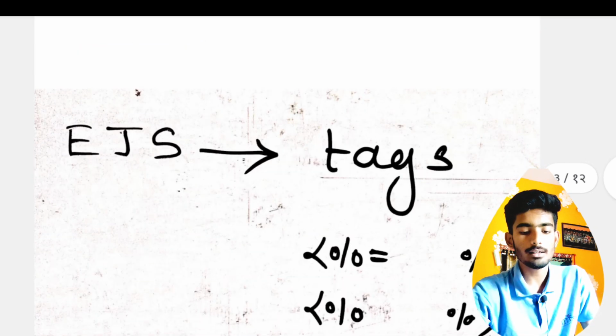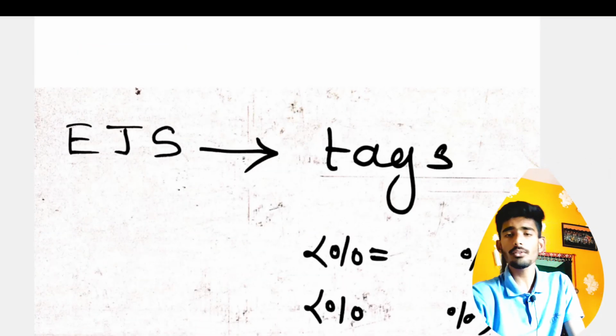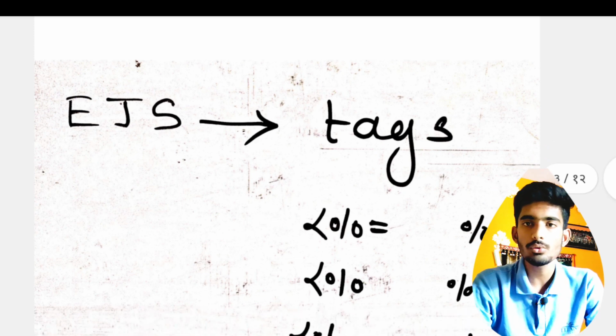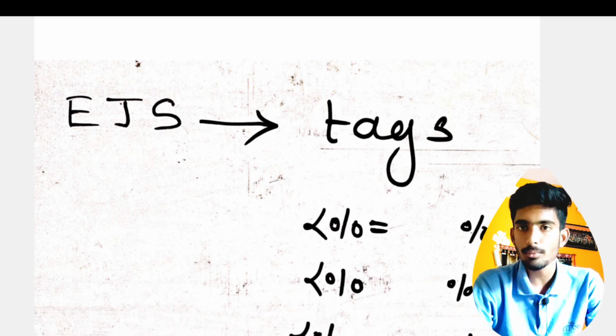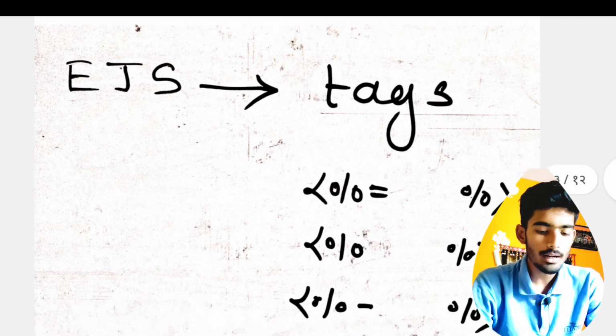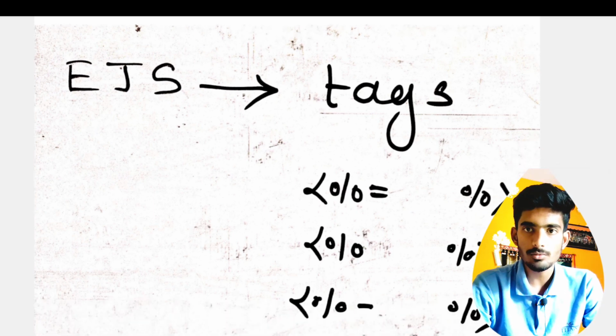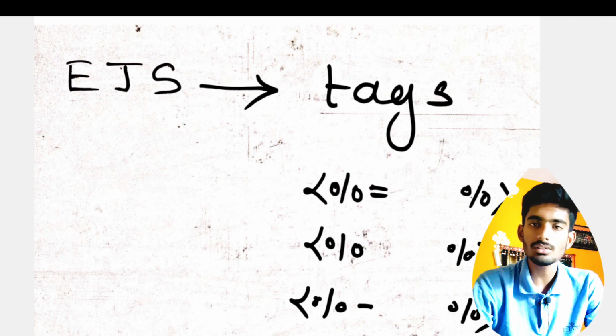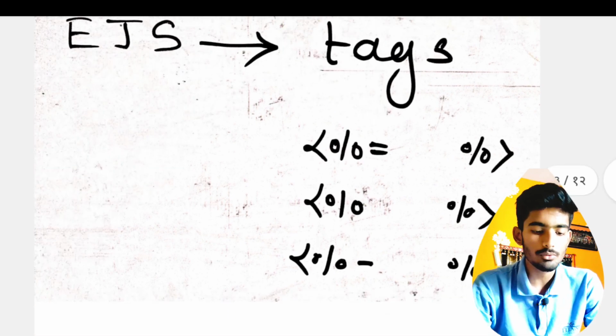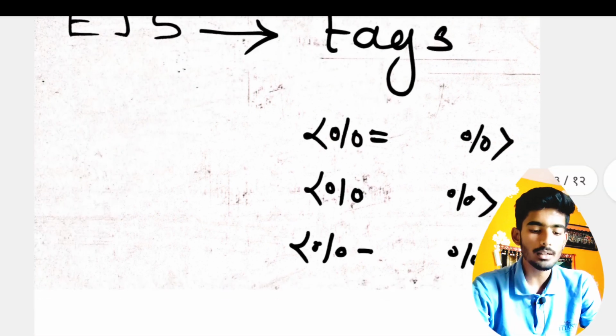If you are using Express, to use the methods of Express we access them with the app dot operator. Similarly, if you want to use EJS, we will use the operators and the tags of EJS.